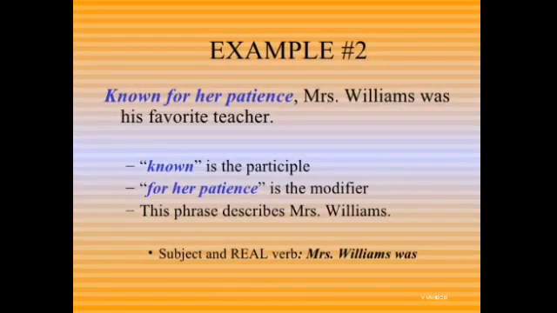See another example. Known for her patience, Mrs. Williams was his favorite teacher. Known is the participle. For her patience is the modifier. This phrase describes Mrs. Williams. The subject and the main verb is Mrs. Williams was.